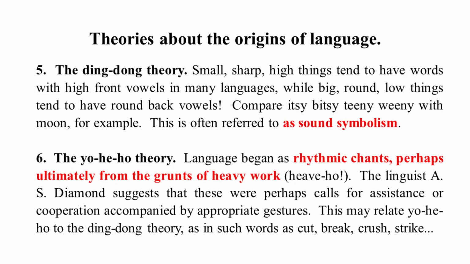5. The ding-dong theory. Small, sharp, high things tend to have words with high front vowels in many languages, while big, round, low things tend to have round back vowels. Compare itsy bitsy teeny weeny with moon, for example. This is often referred to as sound symbolism.